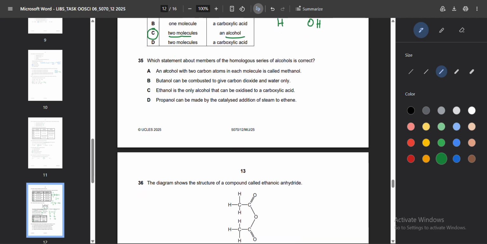Number 35. Which statement about the members of the homologous series of alcohols is correct? A: An alcohol with two carbon atoms in each molecule is called methanol. No, methanol has only one carbon atom. B: Butanol can be combusted to give carbon dioxide and water only. Yes, combustion. In combustion, the products are always carbon dioxide and water.